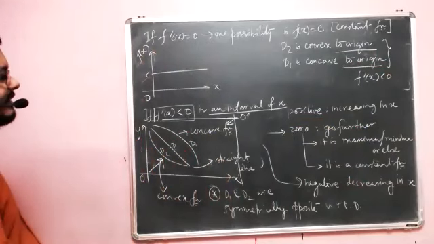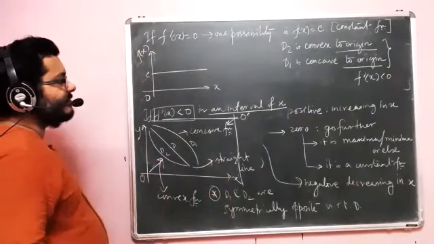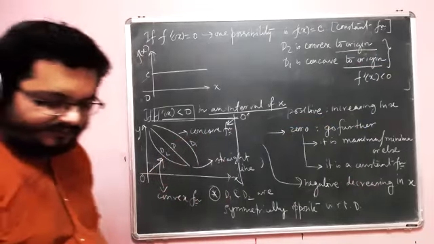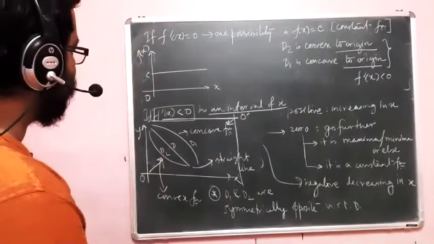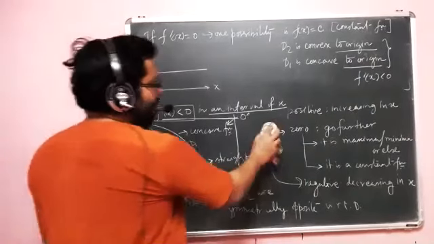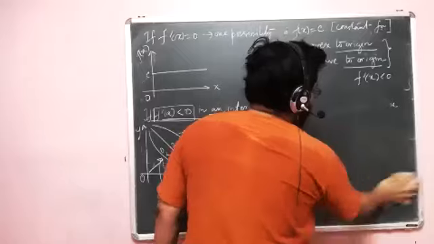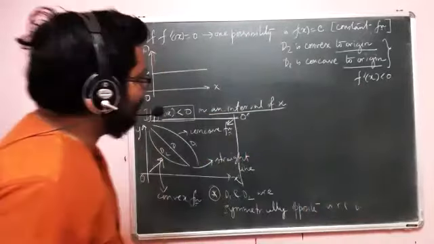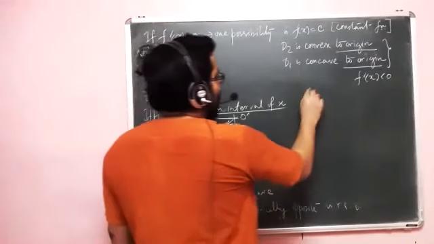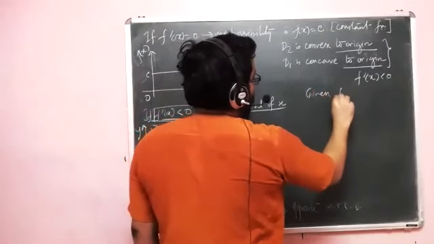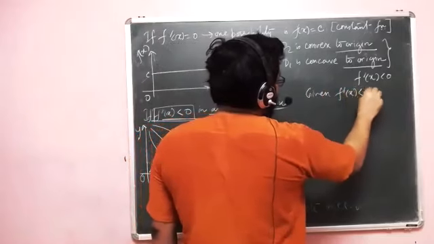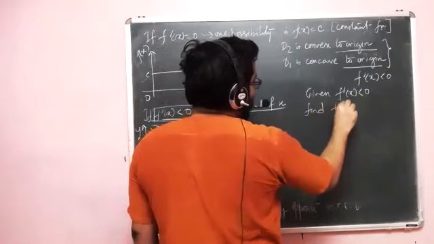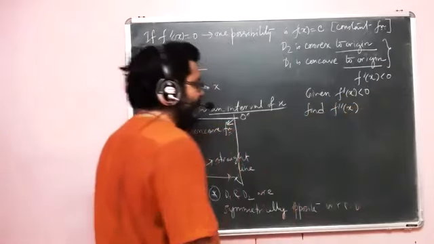Okay. Now we said that we are going to go in terms of differential. So what is the meaning of convex and concave in terms of differential? So let us explore the possibility of second order. So given f dash x less than 0, find f double dash x, second order.